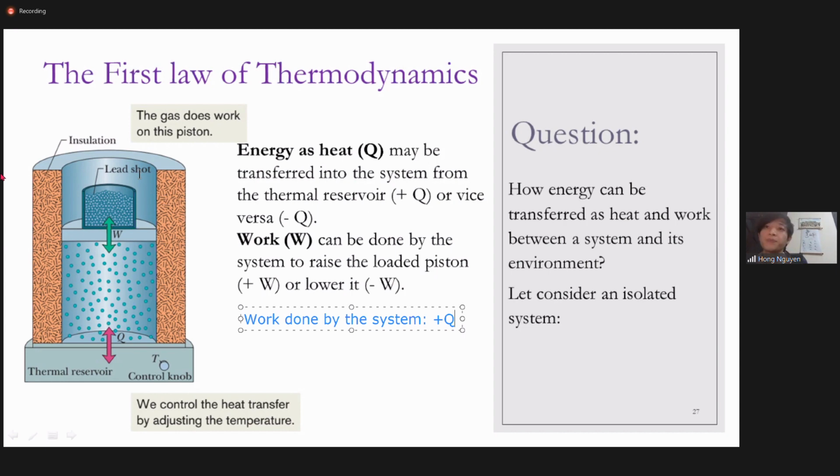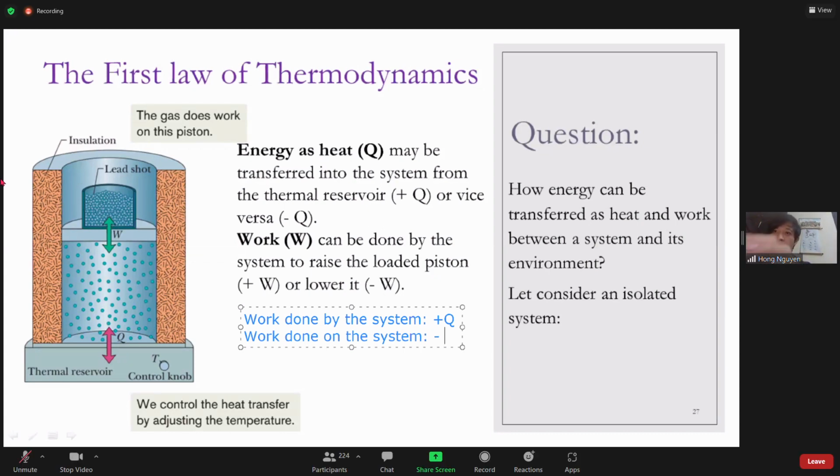If the work is added to the system, we say that work is done on the system, right? Here, for example, we have an external force added to the system. We say that there is a work done on the system, and we will have a negative sign.